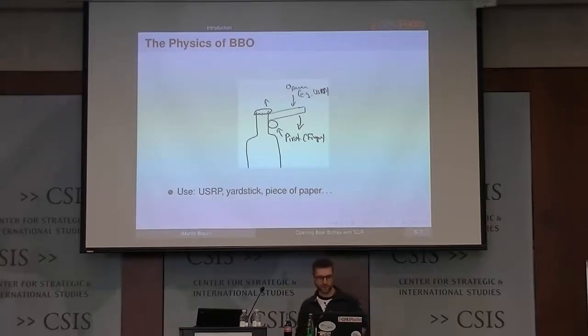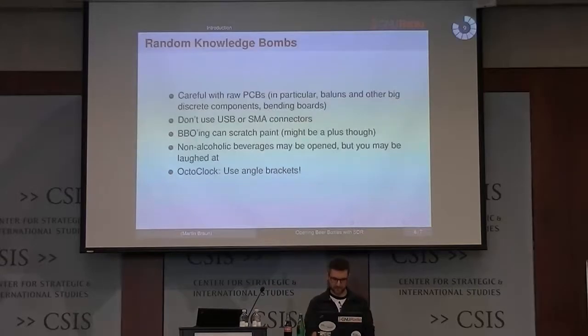So besides USRPs, you can use yardsticks, which are actually fun because there are some little party tricks you can do. The piece of paper is considered the most difficult. But someone challenged me to use a napkin recently. I haven't tried that yet. I wouldn't even know where to start. But just a demo, actually, I'm going to show it.